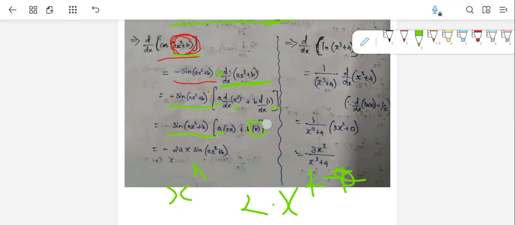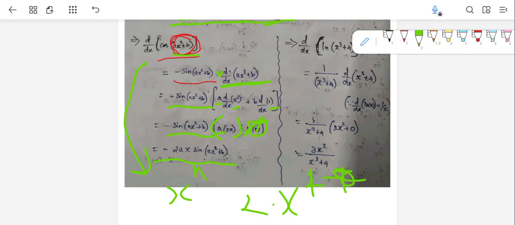So the whole term will become 0. Just this a into 2x alone is there in multiplication, so this whole term will become 0. That's why you can keep this 2ax in front of sine. So the final answer will be minus 2ax into sine of ax square plus b. This is the answer for d by dx of cos of ax square plus b.